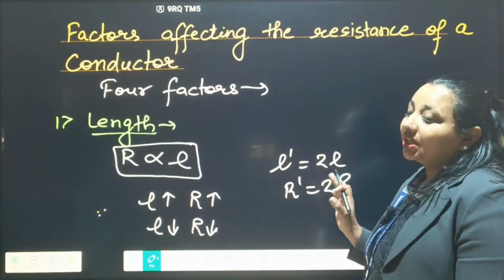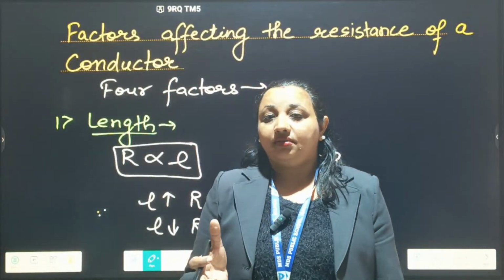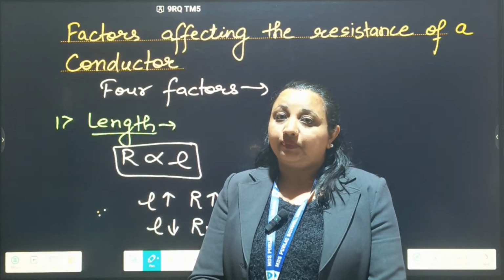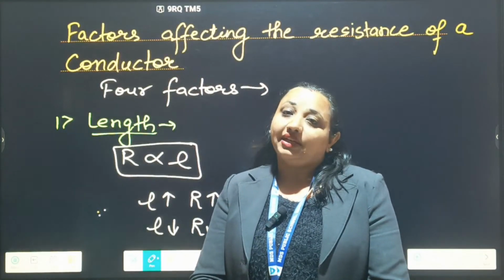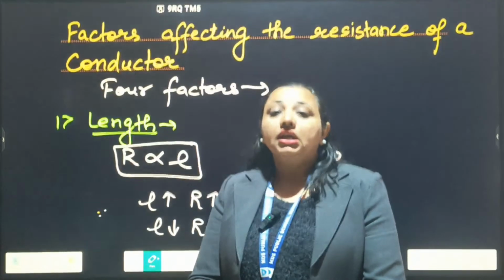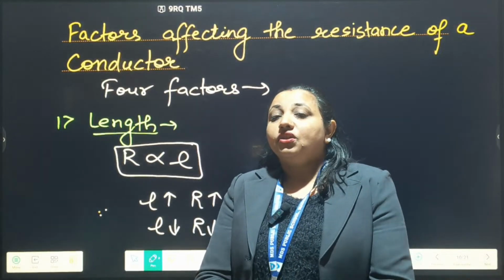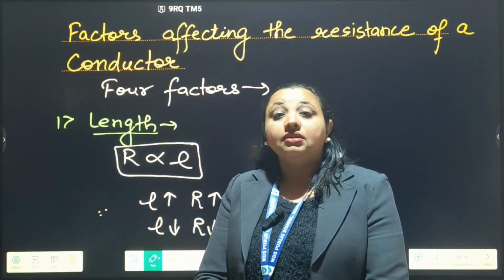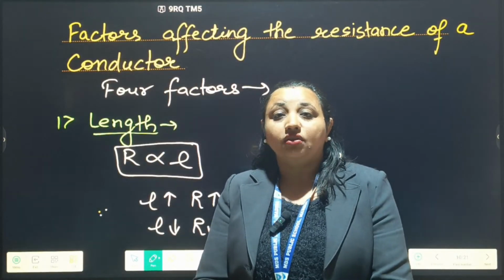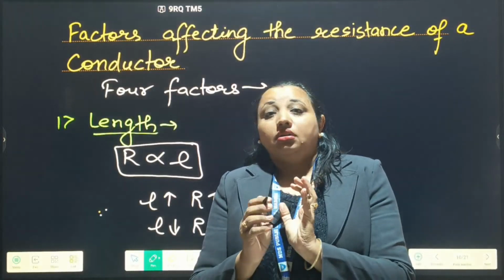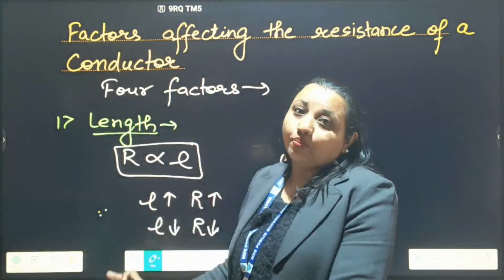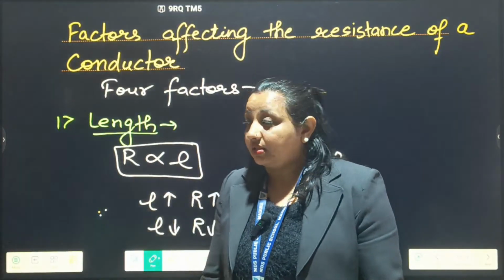Next, factors. What are the different factors on which the resistance of a conductor depends? There are four factors: length, area, temperature, and nature of the material. Resistance is directly proportional to the length of the conductor, and inversely proportional to the area of cross section of the conductor. Resistance of the conductors increases with increase in temperature, and it depends on the nature of the materials. These are the four factors on which the resistance of a conductor depends. 90% chances are there that a question is asked from this topic, factors affecting the resistance.